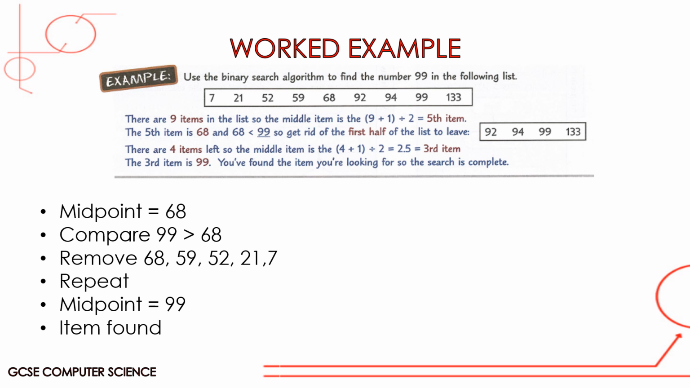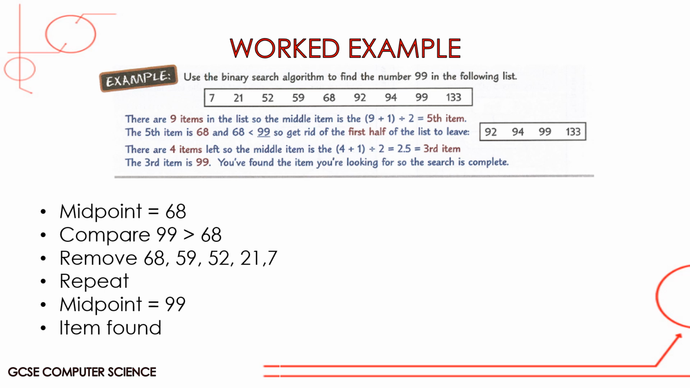So here is a worked example of a binary search. You've got your list, it's already in order. The first step is to find the midpoint, which is 68. Once you know the midpoint, you are comparing the value you are looking for, which is 99, to the value in the midpoint, which is 68. Now you know that 68 is less than 99, you can remove the number 68, 59, 52, 21 and 7.